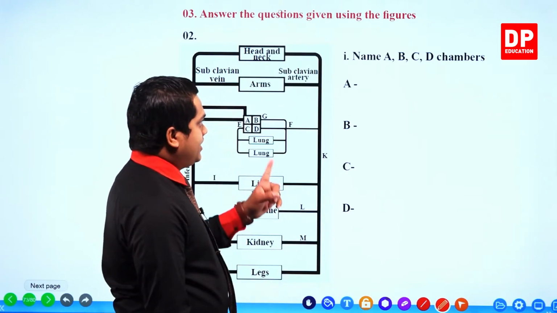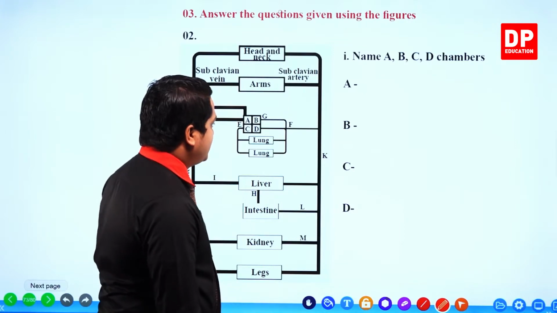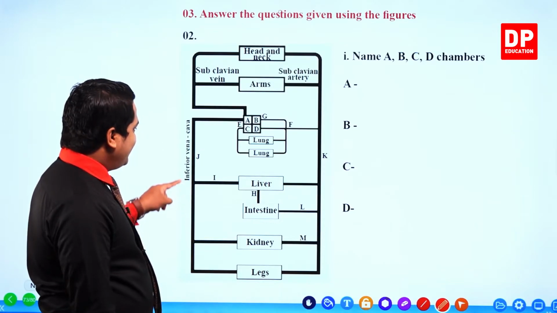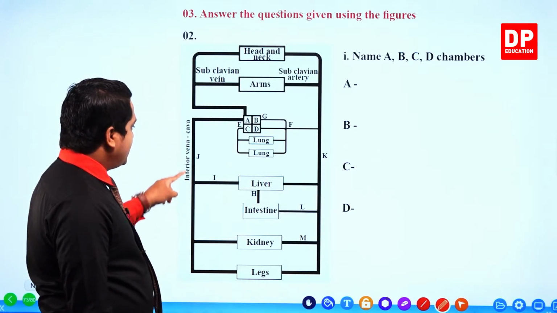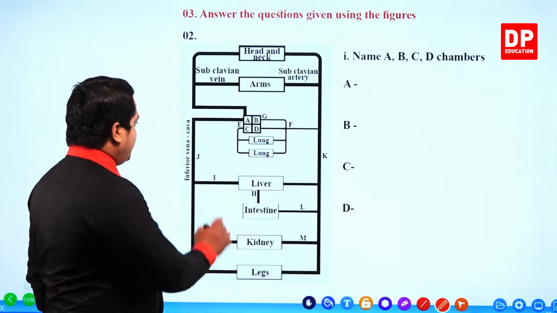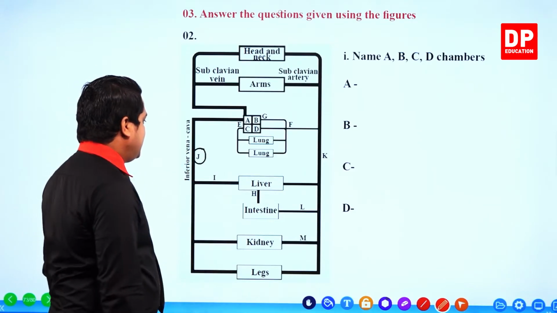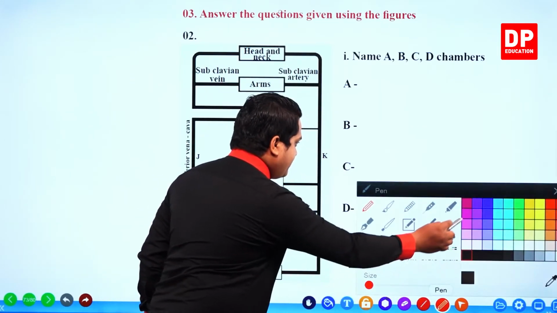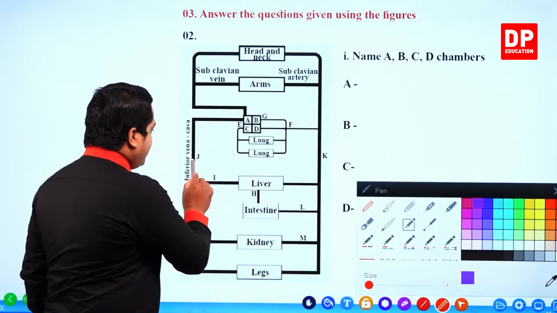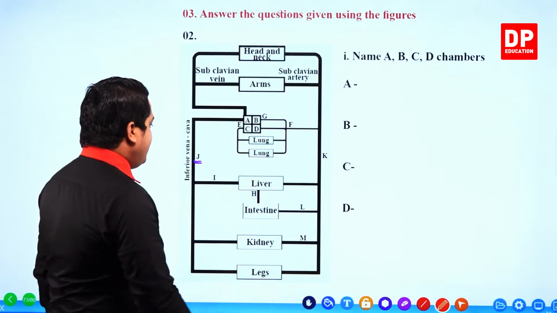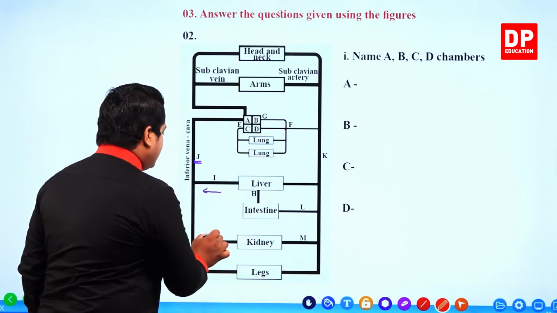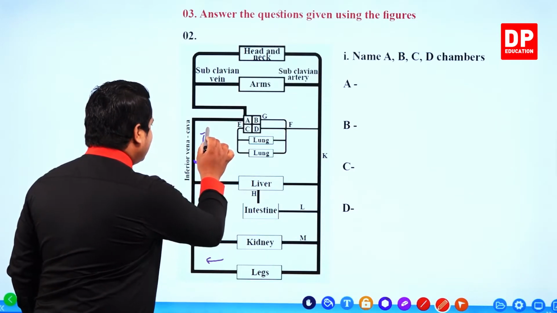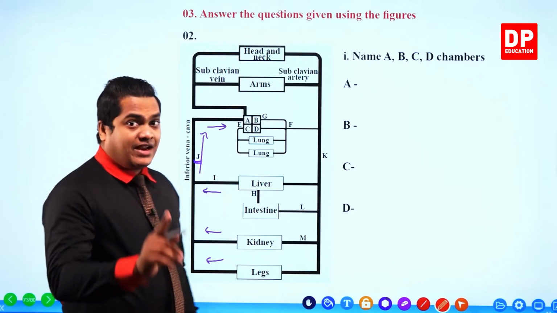Name ABCD chambers. Now first of all you have to name the ABCD chambers. My dear children, here you can observe the inferior vena cava. J is the inferior vena cava. Here you can see it very clearly. If this is referring to a vena cava, then definitely blood is coming towards this side. It's coming towards the heart like this. So it is correct, right?